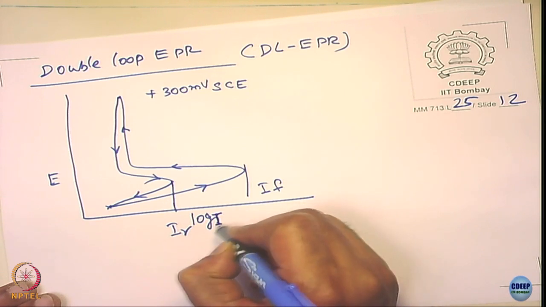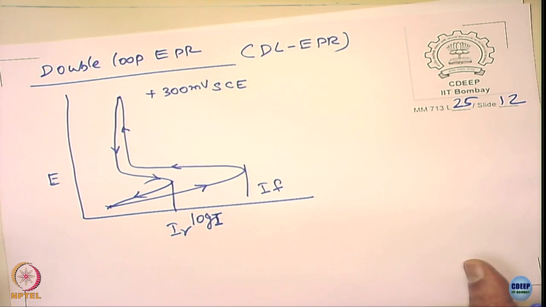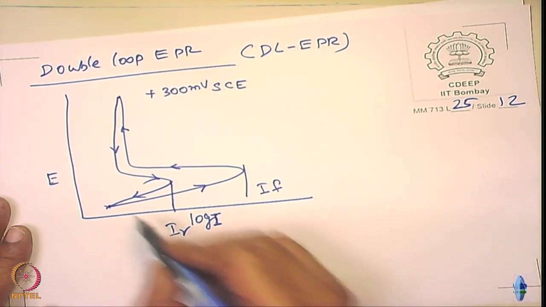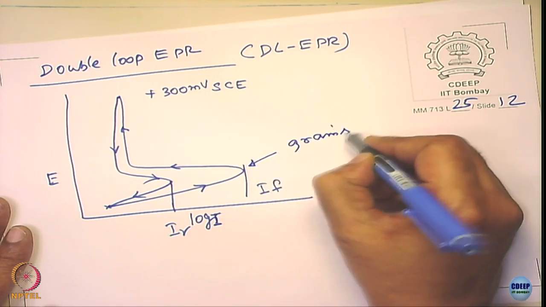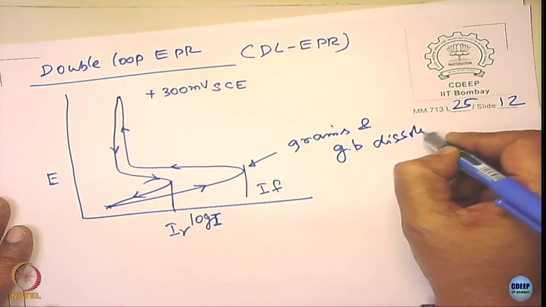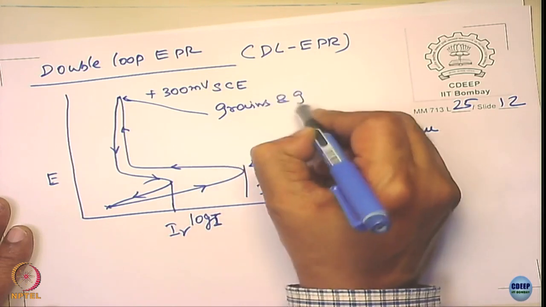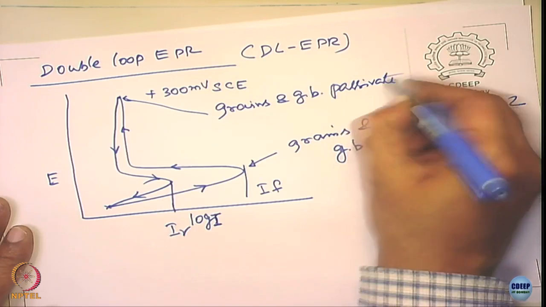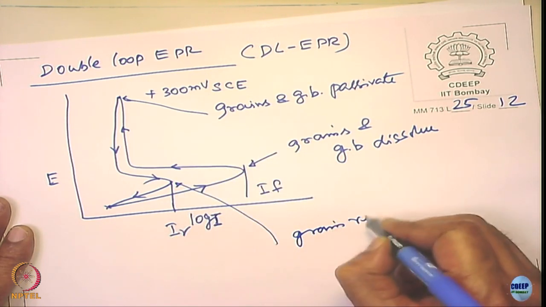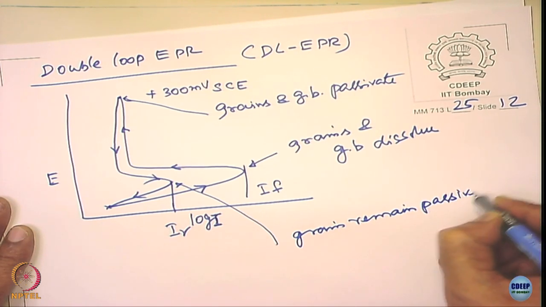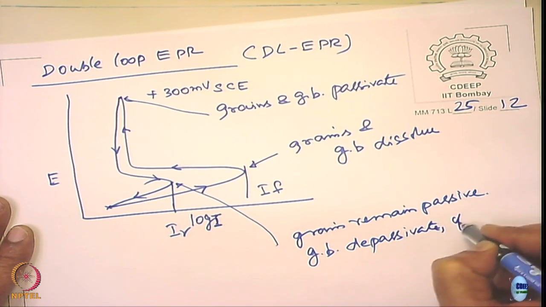Actually, you do not have to know the area of the sample, and you can simply use any area and plot only current, not necessarily current density. Now, please notice when you scan from Ecorr up to this point, grains and grain boundary are all dissolved. Here, grains and grain boundary passivate. And what happens here? Grains remain passive, grain boundaries depassivate if sensitized.